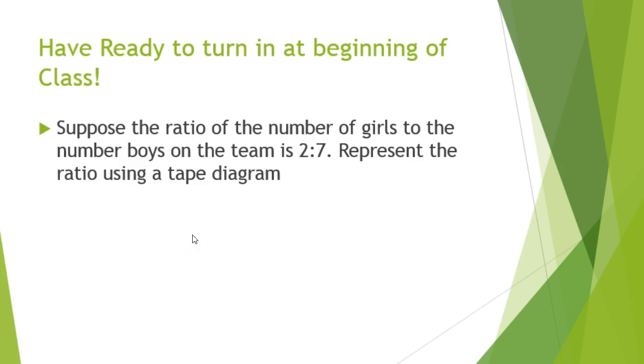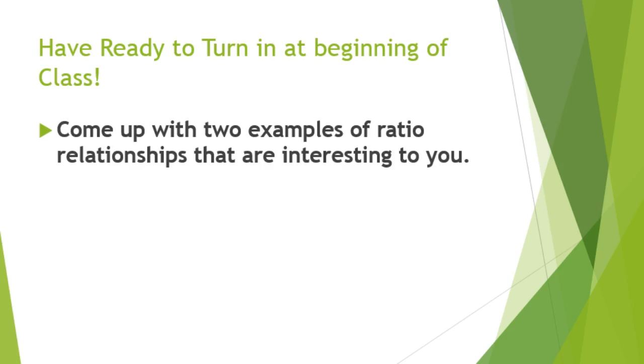Have ready to turn in at the beginning of class. Suppose the ratio of the number of girls to the number of boys on the team is 2 to 7. Represent the ratio using a tape diagram. One more thing to have ready to turn in at the beginning of class. Come up with 2 examples of ratio relationships that are interesting to you. It can be anything that you can come up with that you can compare to get a ratio.